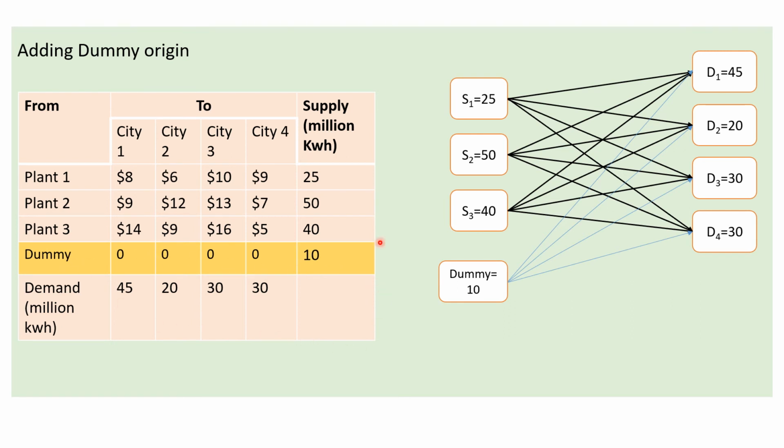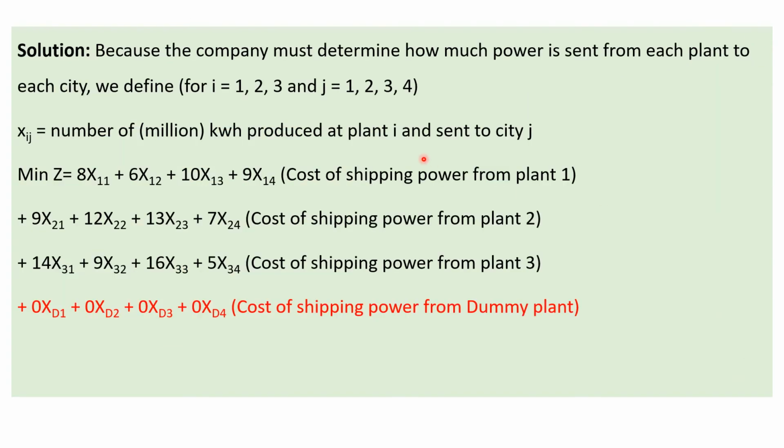So we add this in the table, and this is a graphical representation of the dummy variable, which has a capacity of 10. So it's supplied to all of the cities. When we formulate, first of all, I represents the power plant. That is, we have 3 power plants, 1, 2, 3, and J represents the cities.